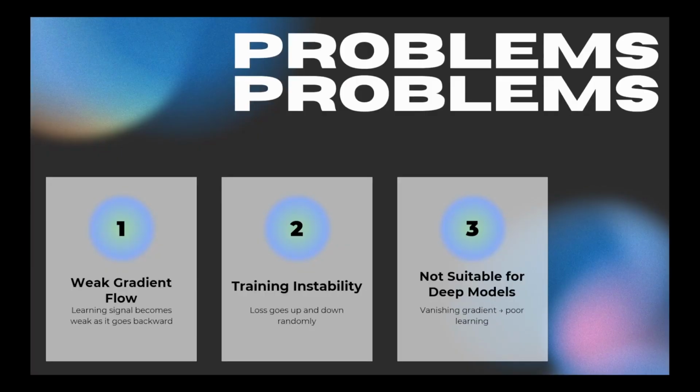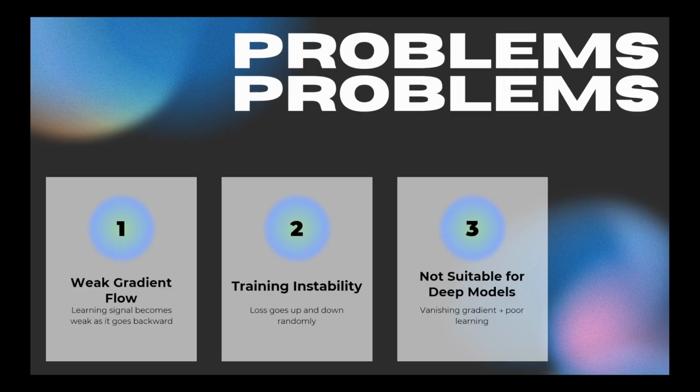There are three main problems. The first one is weak gradient flow. Let's first understand what exactly the gradient is. If you don't remember, the gradient basically tells us the direction plus the amount to change in model weights to reduce error. In simple words, the gradient tells the model how to improve. For example, we gave an input to the model, it predicted 7, and the actual is 10. So the error is 3. The model is wrong, it needs correction. So the gradient tells whether we should increase or decrease the weight and by how much. This is the role of the gradient in model training.